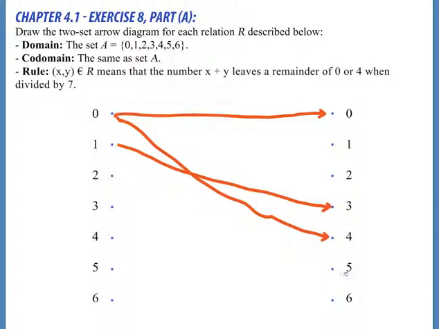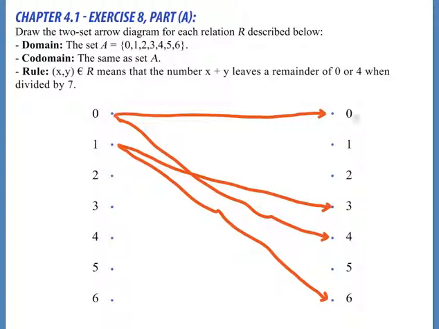1 plus 5 is 6. Divided by 7, there's no remainder of 0 or 4. Then 1 plus 6 is 7. So 7 divided by 7, there's a remainder of 0 in that division. So you can connect the domain 1 to 6. So it'll go like this. Boop. Alright, and then we'll check the domain of 2.